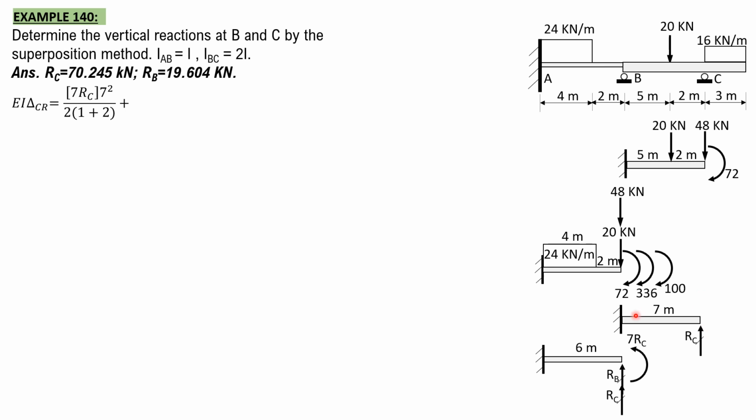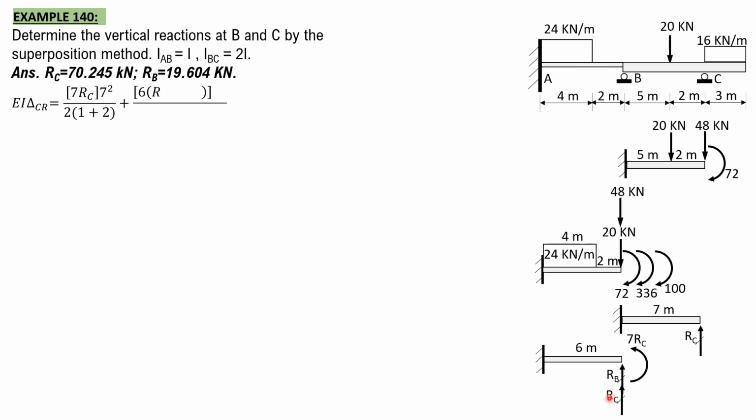So the moment at this wall is 7 R sub C, so it will deflect up. Then the length is 7, so 7 square. The moment of inertia of portion BC is 2. The moment diagram by parts, the degree of the moment diagram for R sub C is 1, then plus 2. That's the formula.